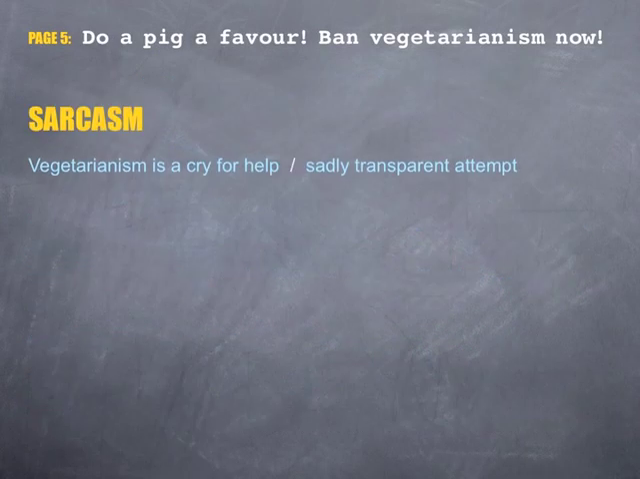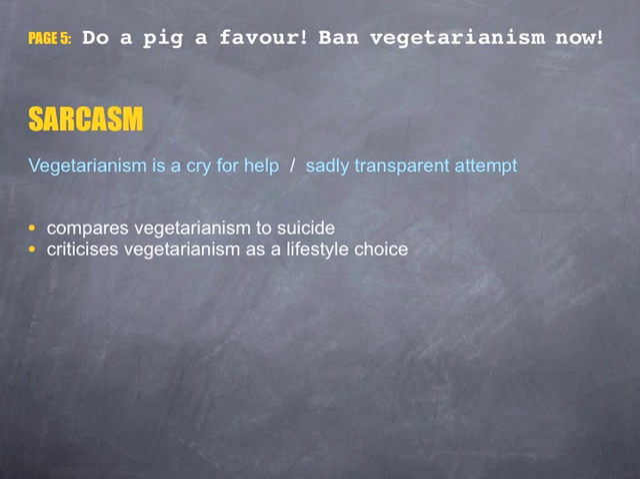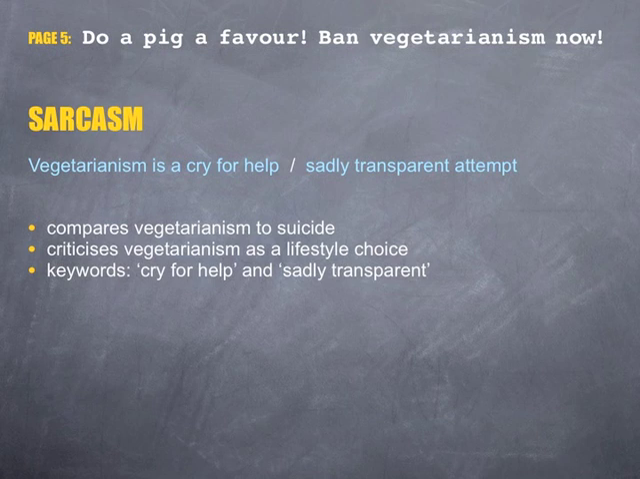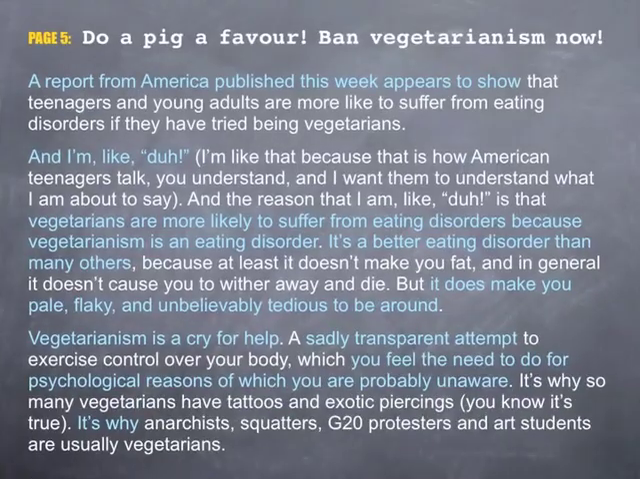Next, Coren piles on the sarcasm about vegetarianism by comparing it to suicide. He is also criticising vegetarianism as a lifestyle choice, saying that it's transparent or see-through, in other words, pointless. Keywords to focus on here are the phrases "cry for help" and "sadly transparent". Coren continues his attack on vegetarians by comparing their choice of eating habits to desperation. Vegetarianism is a cry for help. The reader will associate the phrase "a cry for help" with suicide. He follows this by saying their lifestyle is a sadly transparent attempt to take control. These phrases sarcastically say vegetarianism is pointless with no real purpose.